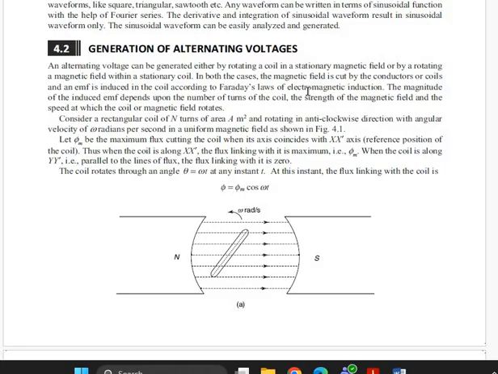The magnitude of the induced EMF depends upon the number of turns of the coil, the strength of the magnetic field, and the speed at which the coil or magnetic field rotates.